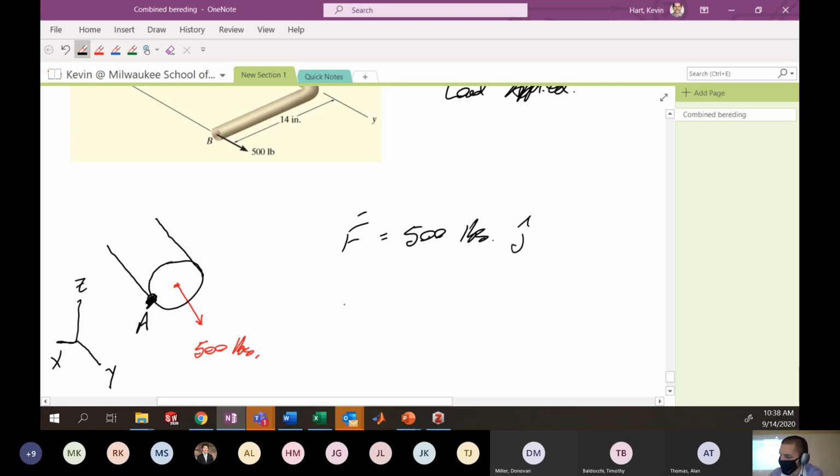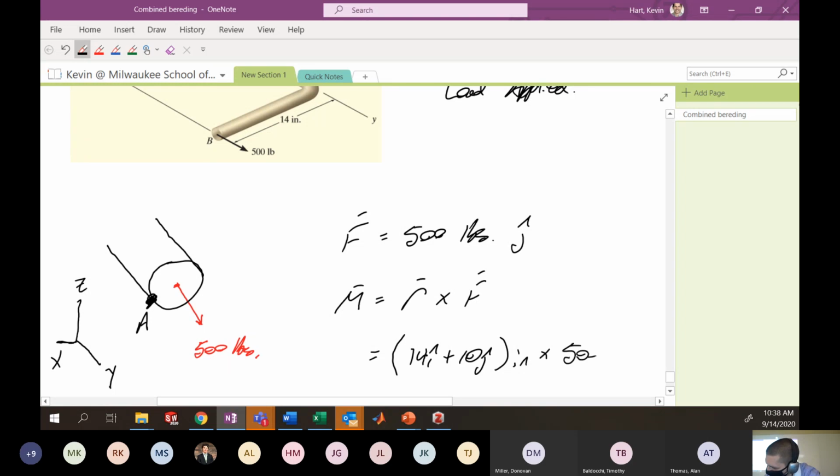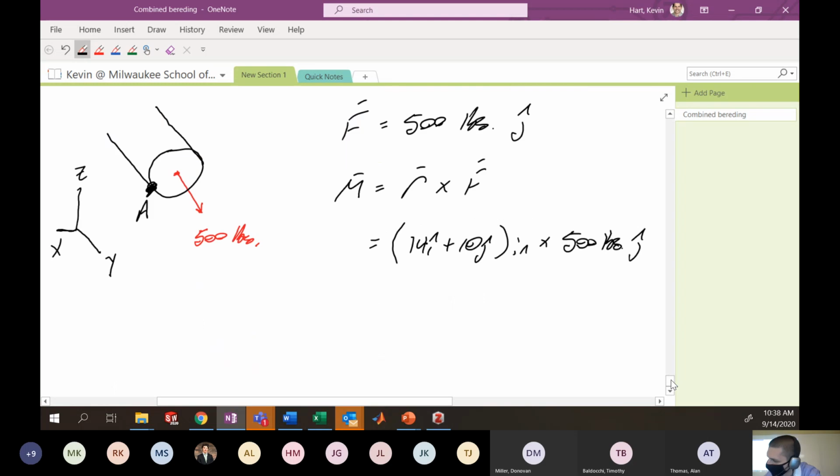Next, I need my moment, which is again R cross F. The R we calculated before, I'm just going to replicate this. It's going to be 14I plus 10J inches, crossed with my force here, which is 500 pounds in J hat.